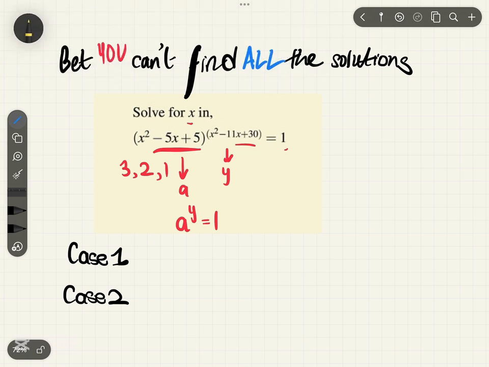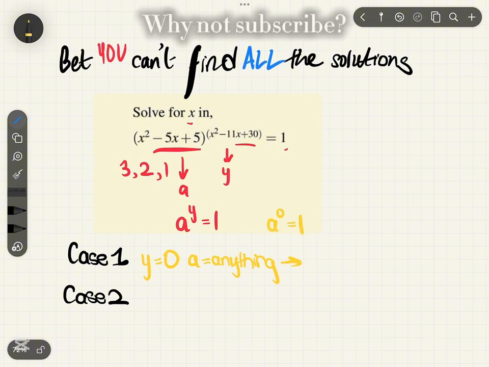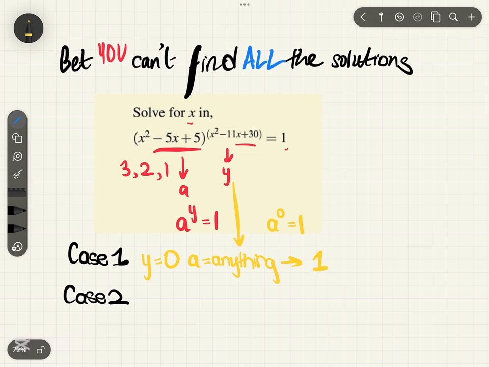So let's think about the first case. Well, it's quite obvious if y were equal to 0, then a could be anything. Any number to the power of 0 would be equal to 1. So if it was 23 to the power of 0, it would still be 1, and 40 to the power of 0 would also be 1. So if y were equal to 0, then we would get an answer of 1. That is the first case that we have.